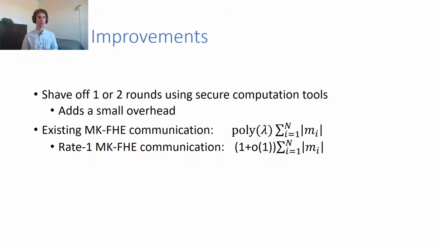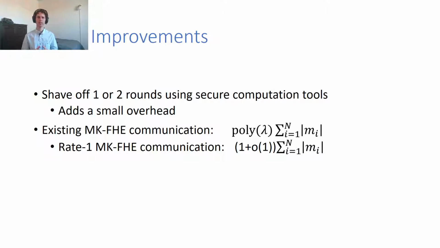There are a few improvements that we can make to this basic construction. First, we can shave off 1 or 2 rounds using secure computation tools. We do need to be careful not to increase the communication too much with round reductions, because typically round reduction tools do increase the communication. However, we are able to do this with just a small overhead.